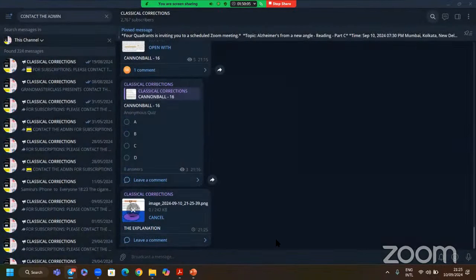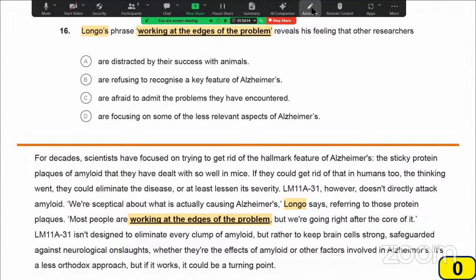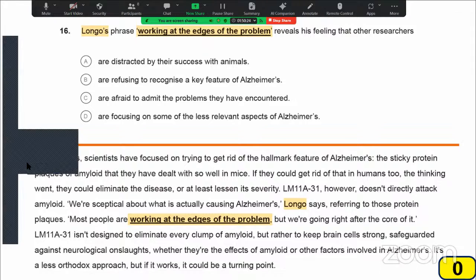Yes, that is explanation number one. Next one is, so now let us see here. Go to the center, working at the edges of the problem. Most people are working at the edges of the problem. Here is the answer. Go to the center where the heading is there. There only you will get the answer.